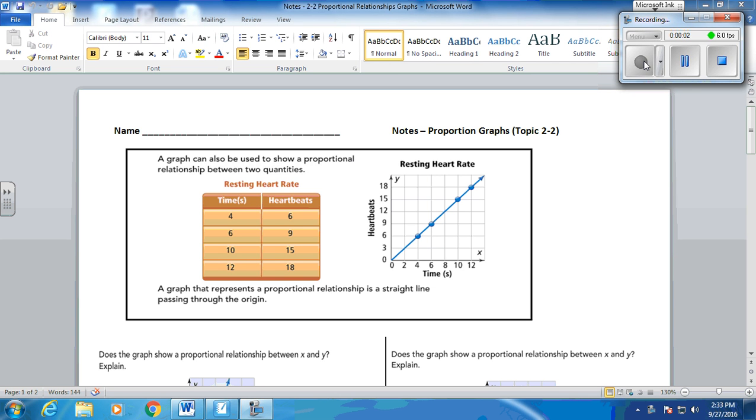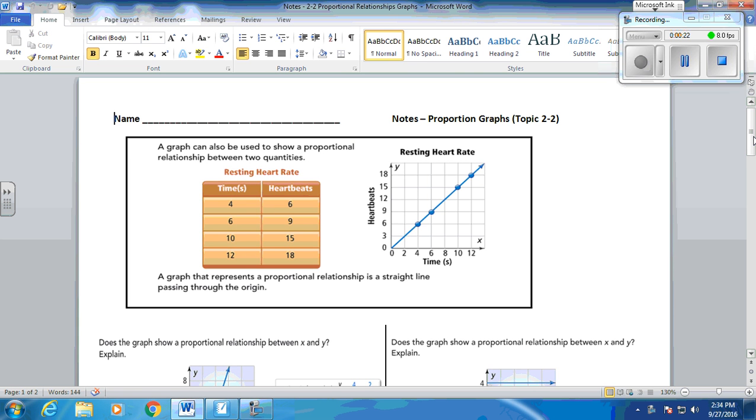Everyone, here we are looking at proportional graphs, topic 2-2. Yesterday we talked about looking at proportional relationships and tables. Now we're going to be taking those tables and either creating a graph or looking at a graph that's already created for us. In this box here is our key concept.